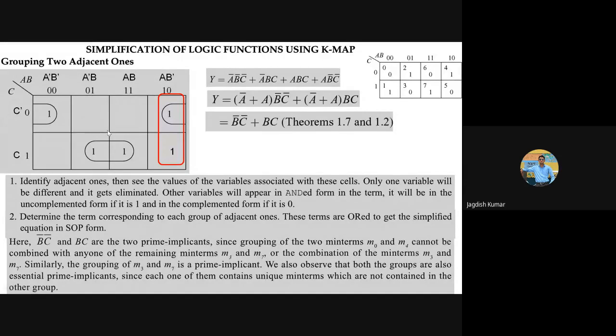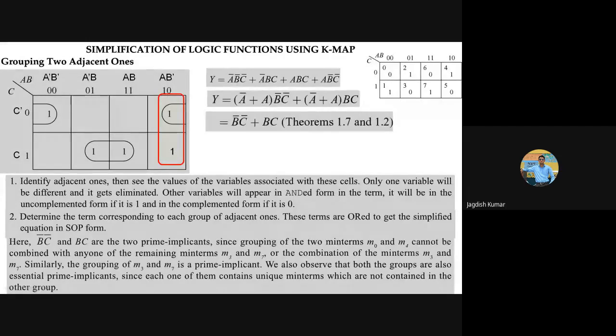Here B complement, C complement, and BC are called prime implicants. So this is a prime implicant. This is also a prime implicant, which means we can't simplify beyond this, since the grouping of two minterms M0 and M4 cannot be done further. This is M0 and this is M4. They have already been combined, but there is no further possibility.